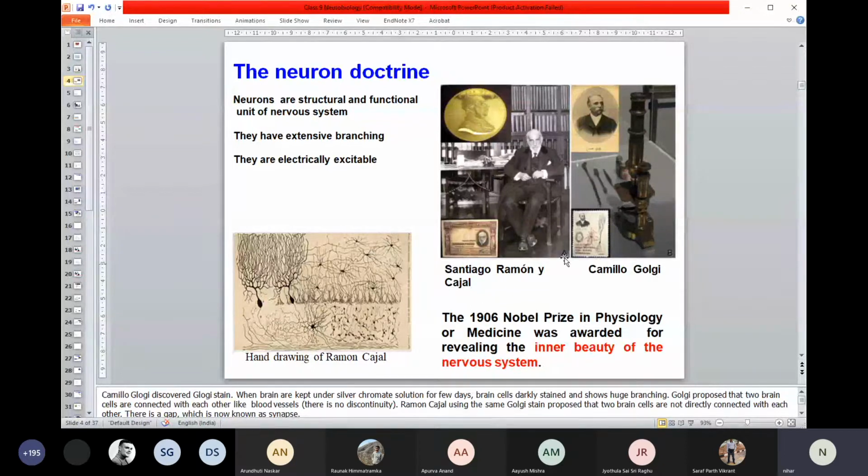So that's the controversy between these two guys. Although both of them got the Nobel Prize in 1906, for revealing the inner beauty of the nervous system. So you can see how beautiful it is. But to point it out, Ramon Cajal, of course you all know, was right. There was a gap, and that gap is called the synapse. We'll be talking about it in a subsequent slide. But I am showing here one of the pictures, which is his own hand drawing.